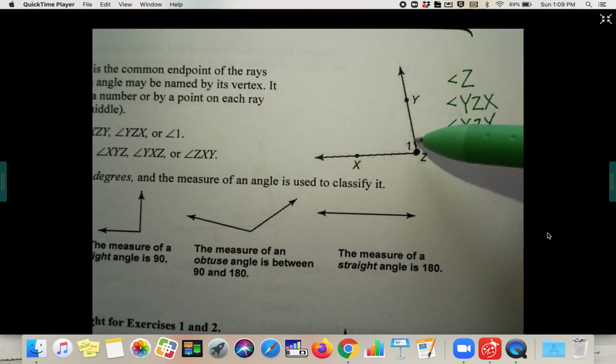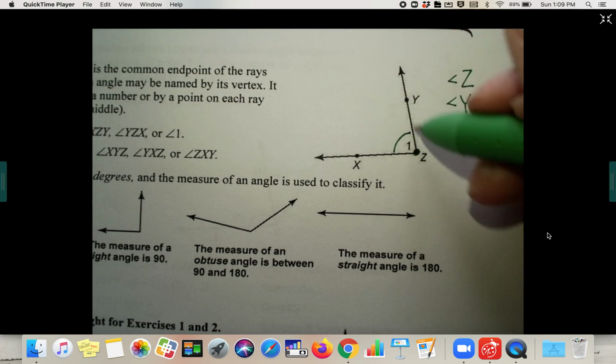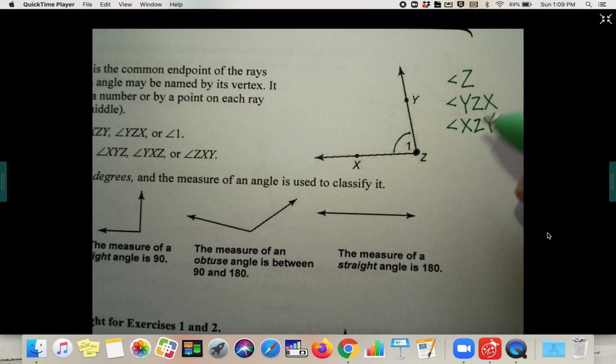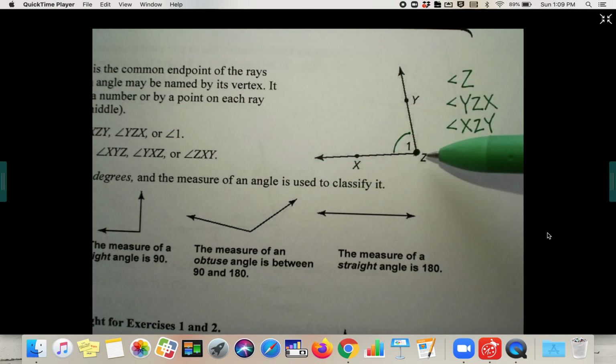And then the last way is if there's a number or a letter inside here, that would be another way to name it. It's angle 1. Something you cannot do is start at Z. You can't call it angle ZYX. It would need to go in order from either left to right or right to left. Your center letter needs to be the vertex. Z was always in the middle here, so you can't just hop around. It needs to go in order one way or the other.